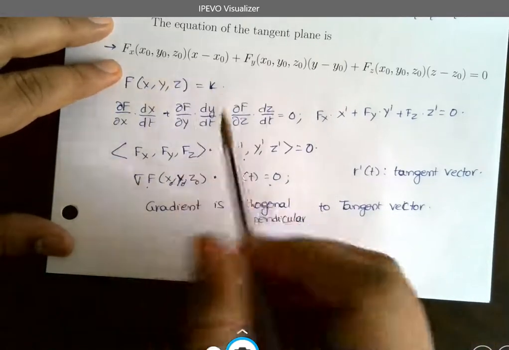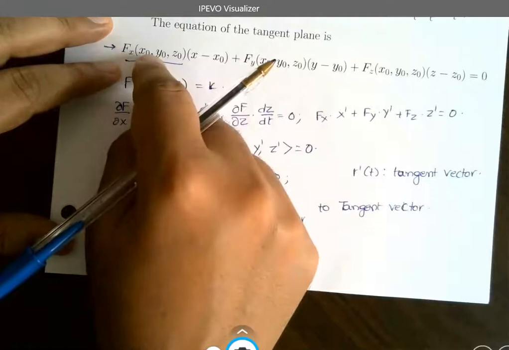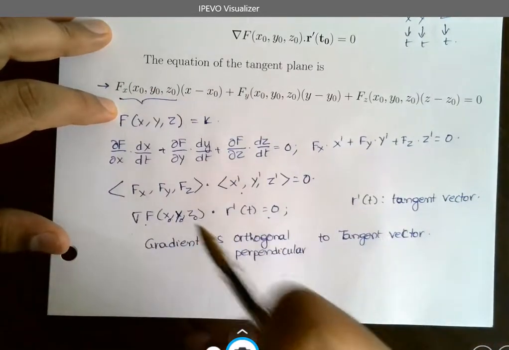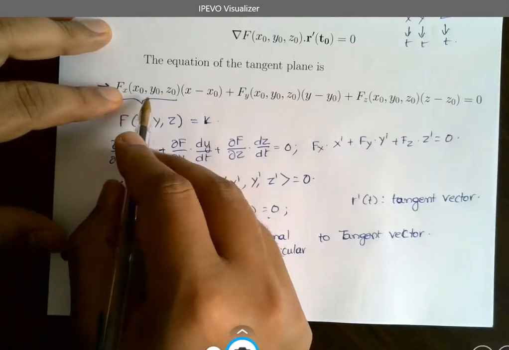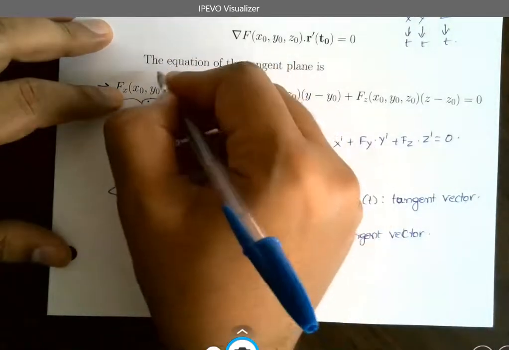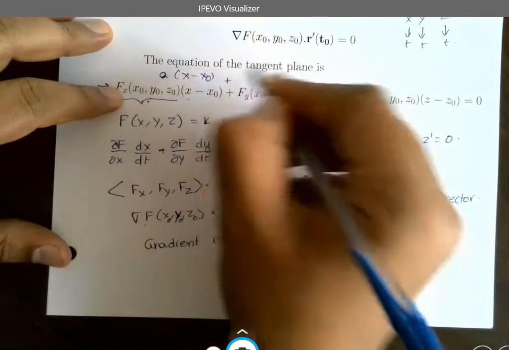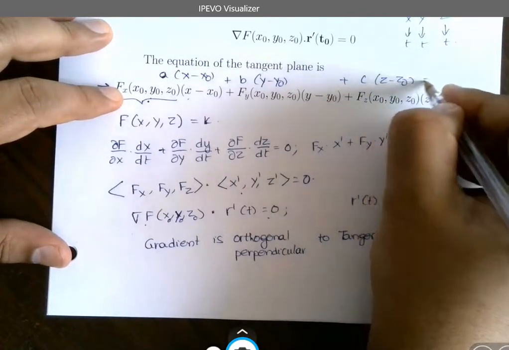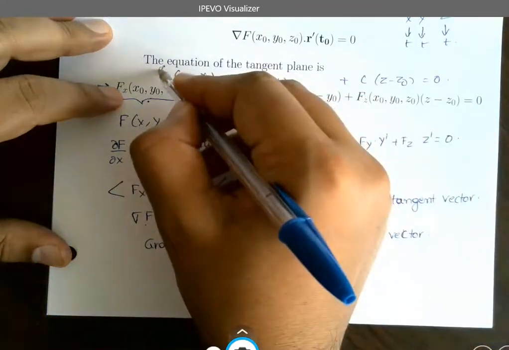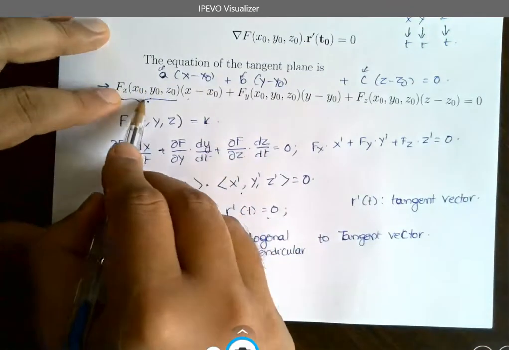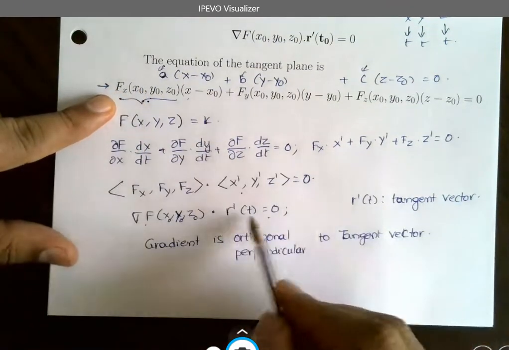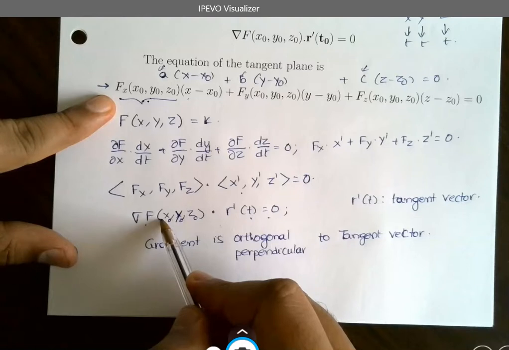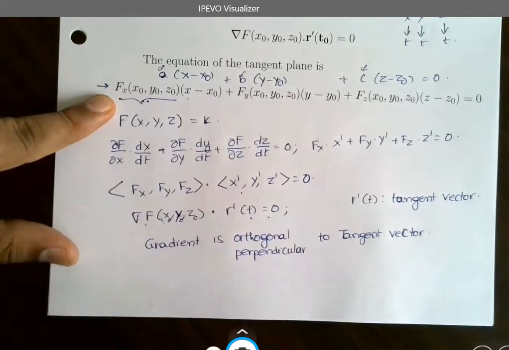If you want to define an equation of a plane, you want to come up with a normal vector to it, right? So these are your normals. Remember, the plane is in the form a(x minus x naught) plus b(y minus y naught) plus c(z minus z naught) equals 0. Now a, b, c are the normals, and the normals come from the gradient, because the gradient is perpendicular to the tangent vector. That means the gradient is the same as the normal, or parallel to the normal. So we are getting a, b, c from the gradient.